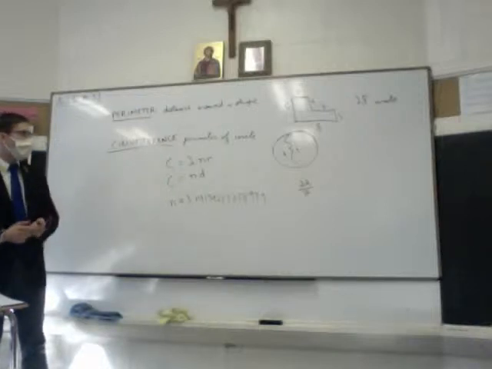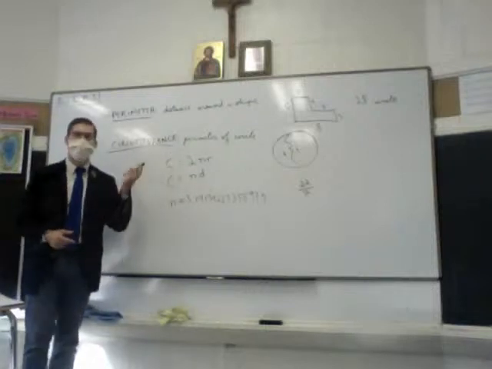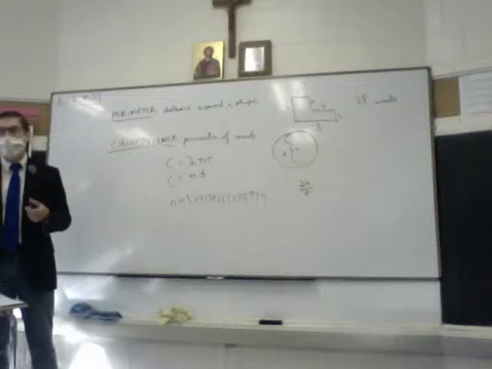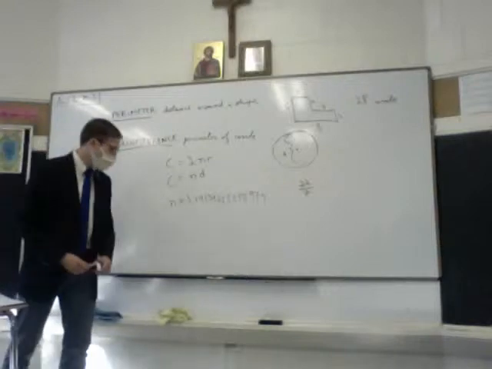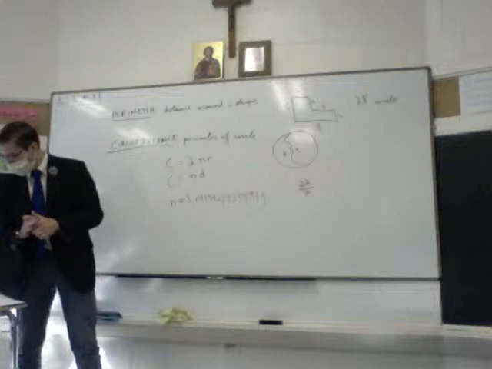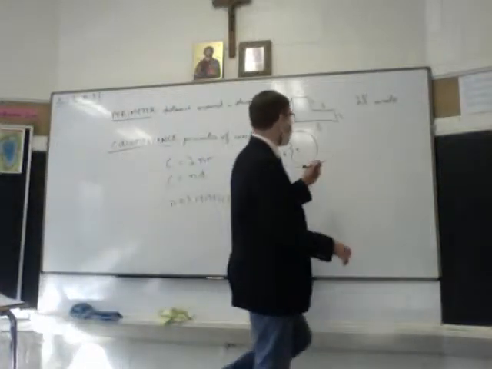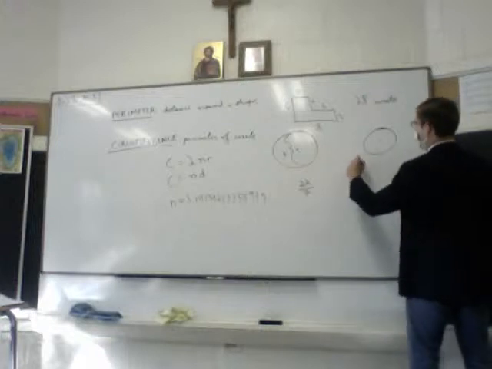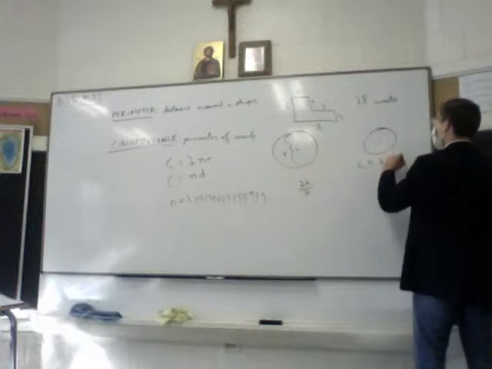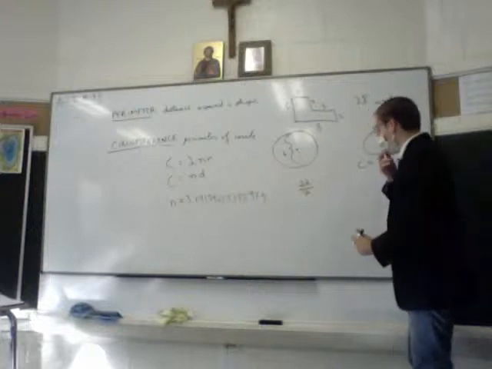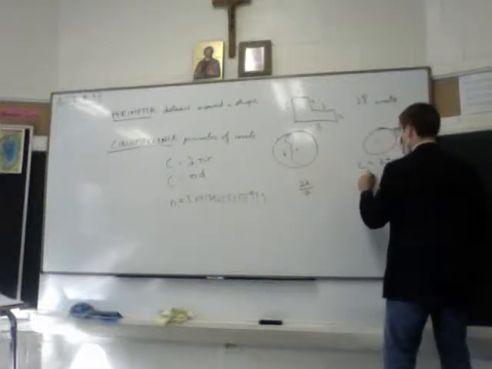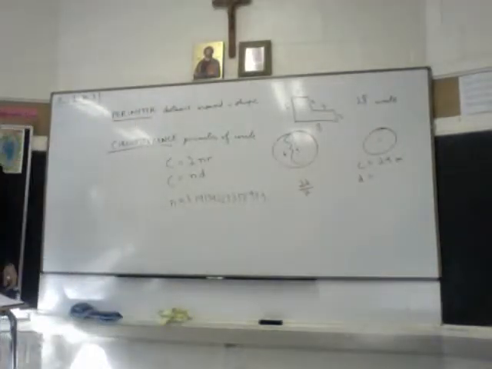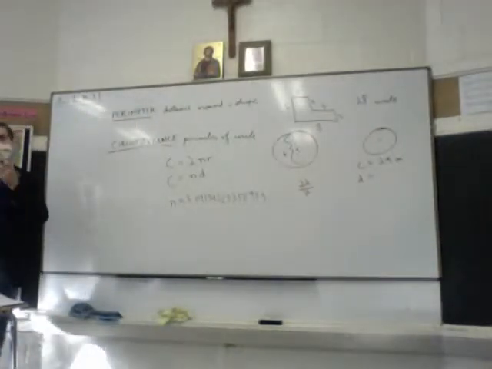Similarly, so we can find the circumference if we're given the radius or the diameter. Similarly, if we're given the circumference, we can find the diameter. So for example, let's say that we have a circle where the circumference, that's a really lopsided circle, that's okay, is 24 meters. And I want to know what the diameter is. What's the diameter of the circle? How am I going to find the diameter of this circle? I know what the circumference is. How can I find the diameter?